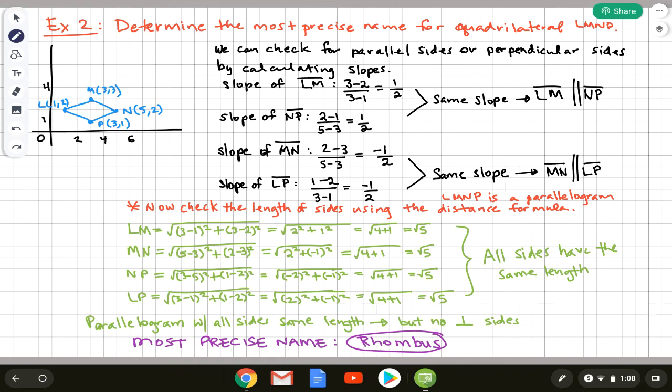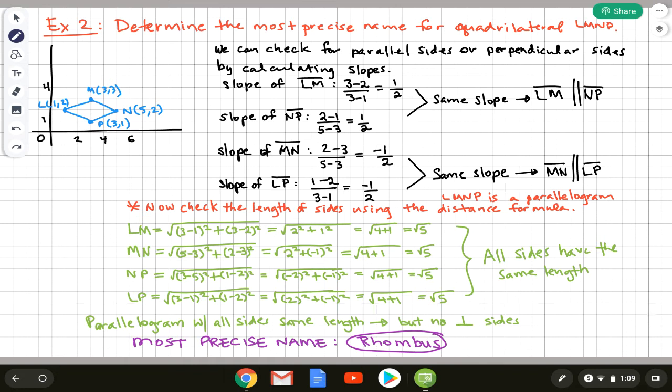So I was given the figure that is drawn on the left of the graph, the quadrilateral LMNP, and I was given the coordinates for each point. The first thing I want to do is check and see, is this a parallelogram? That means opposite sides would need to be parallel. I could also check whether any of these are perpendicular or at a right angle. By both of these things, I can calculate slope and determine.